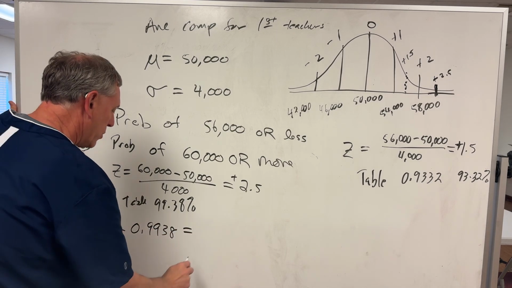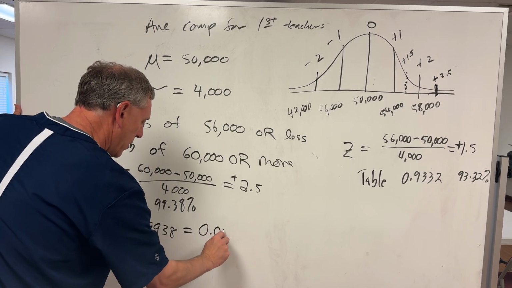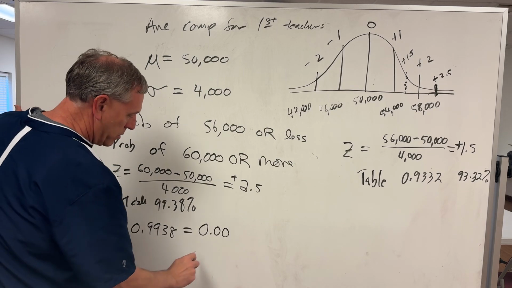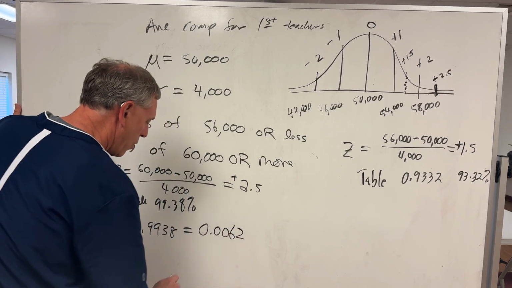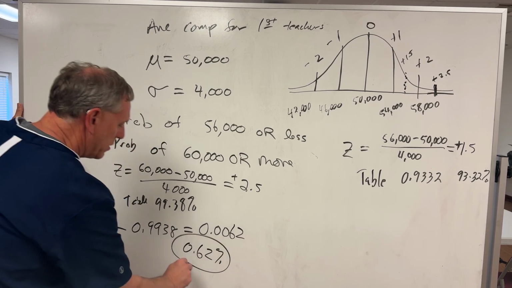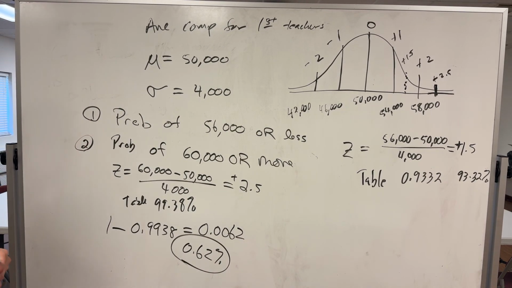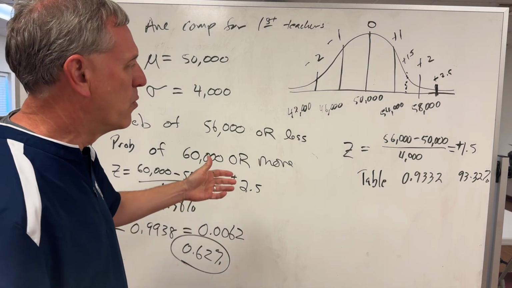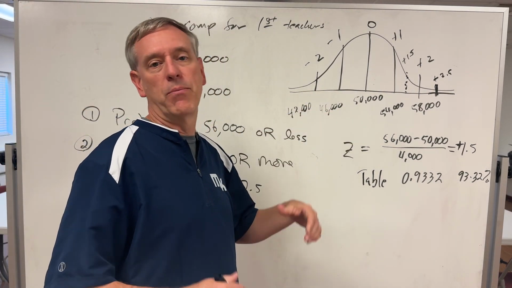0.9938, which will give us 0.0062, or 0.62%. So that's the answer to that one, 0.62%. So a first-year teacher making more than 60,000, something must be going on there.